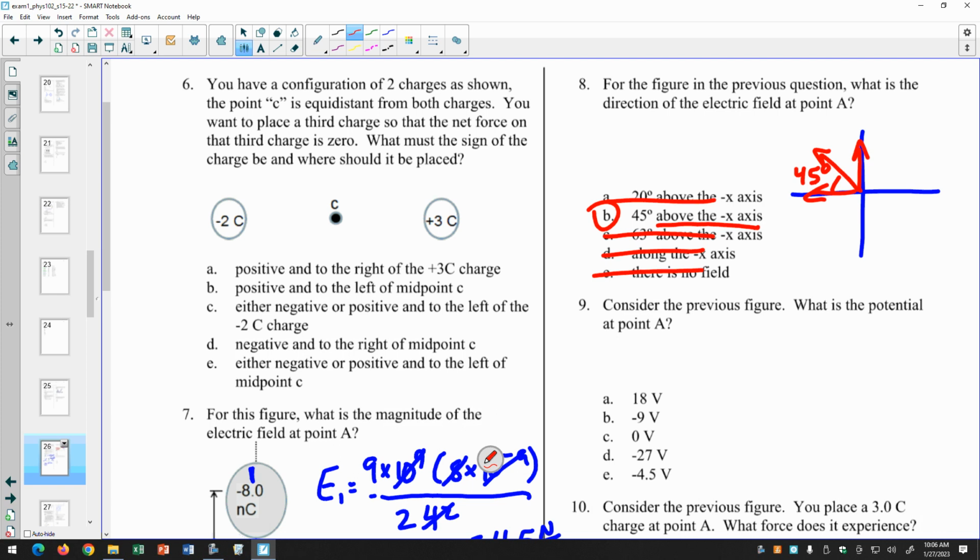Okay? You won't see anything like number 9 because it has to do with potential. We'll see that next in the exam. Okay? You're going to see some 2D problems. I'm not saying it's going to be that one, but there are others that are really similar to it.